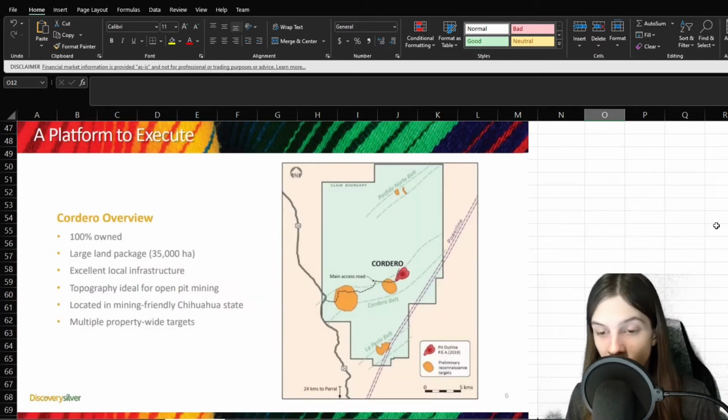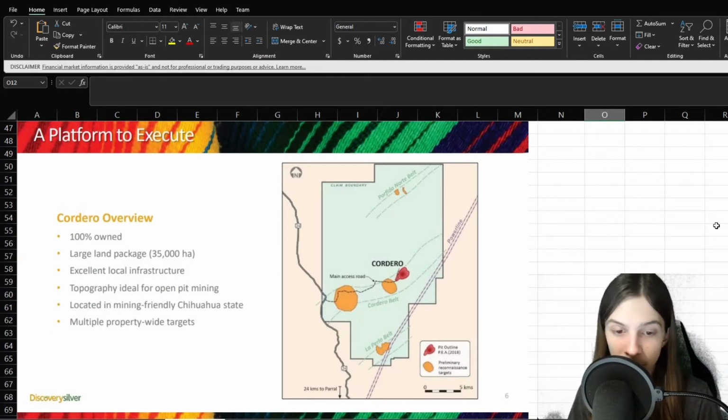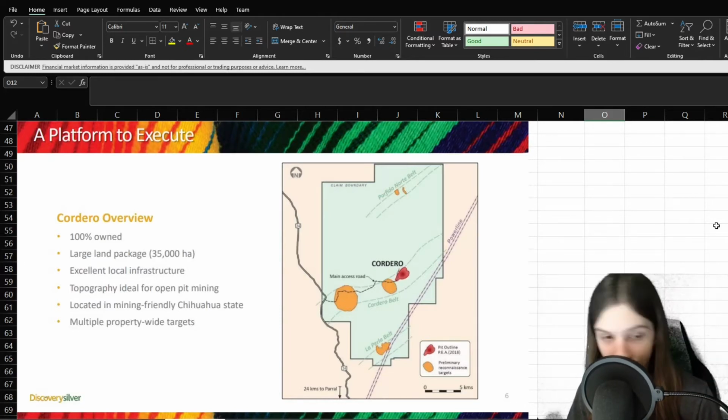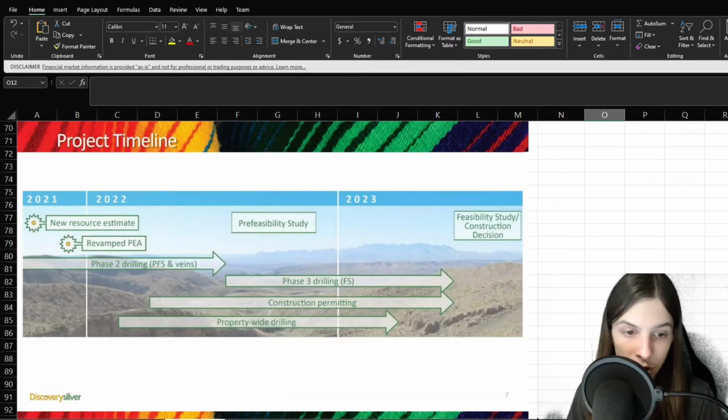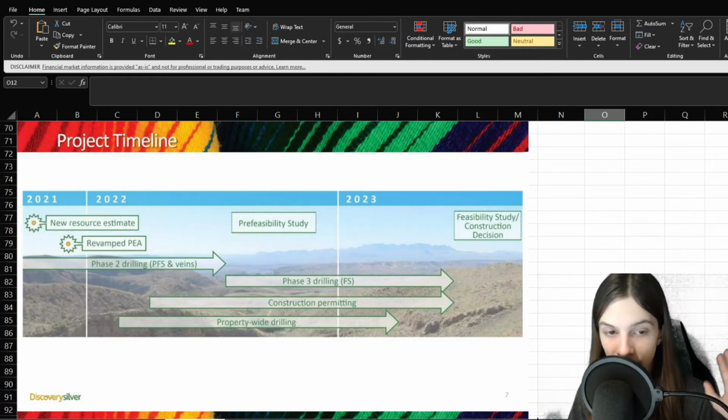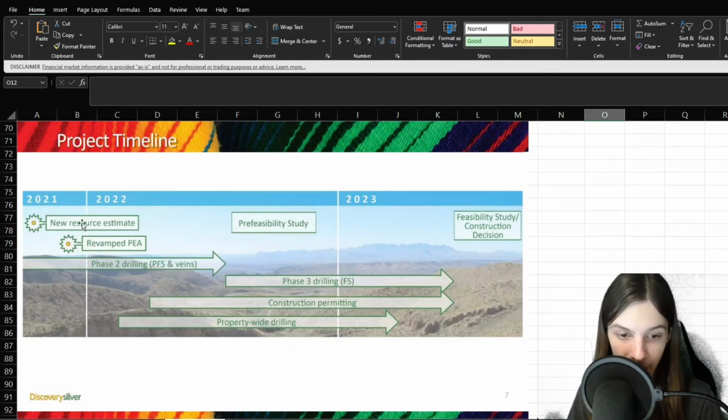So just kind of zooming in on their project, it is 100% owned. They have 35,000 hectares. There's local infrastructure all built up. They plan to make an open pit mine. Of course, we saw there's a whole bunch of other silver mines here and all that good stuff. Here's kind of the timeline they're going to go through with on the project. So they have the PEA. They've just come out with this right here, and they're working on getting a pre-feasibility study for the end of next year.